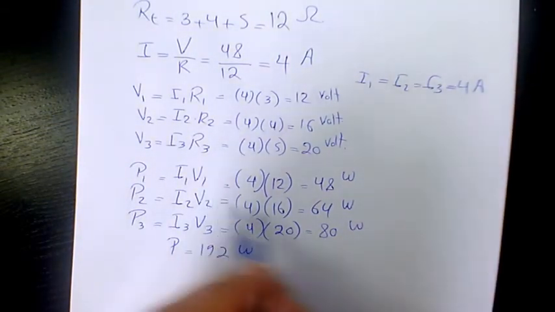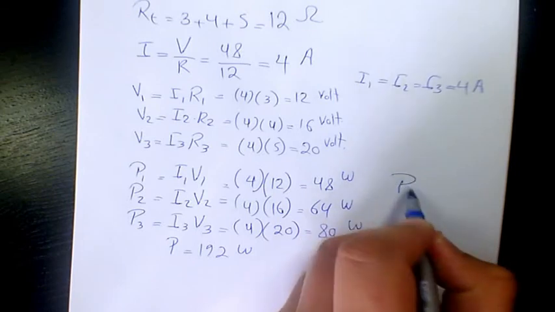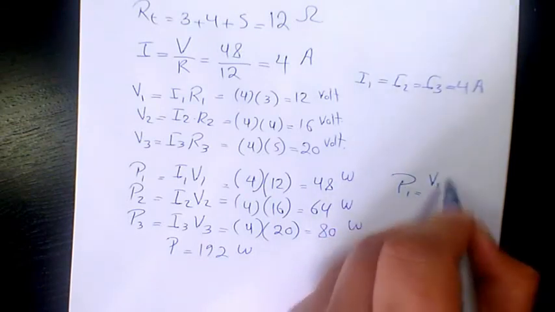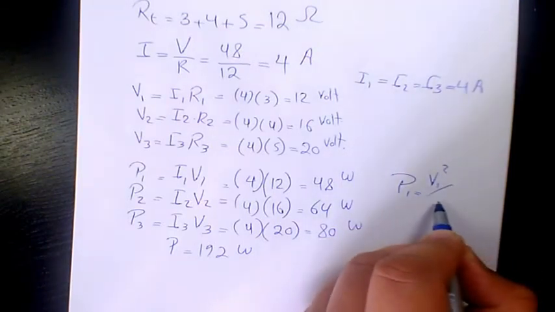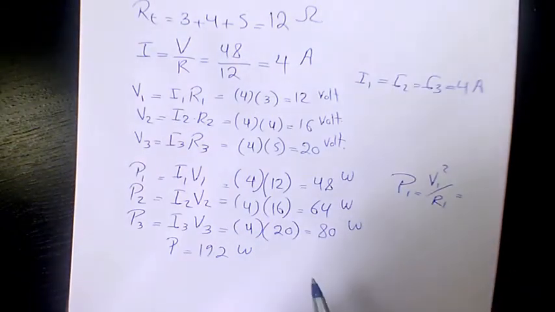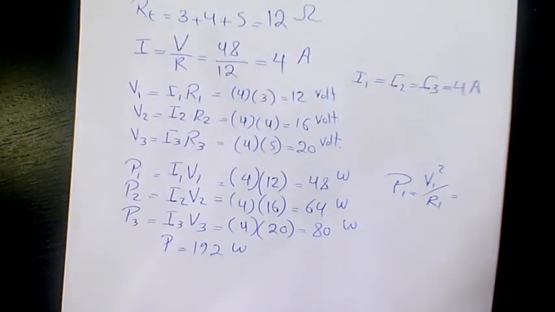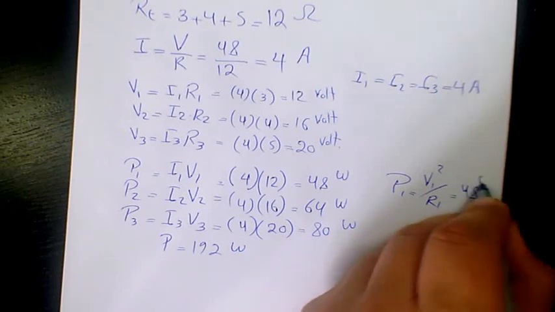You could also use the formula for P, for example, V1 squared divided by R1. If you use such a thing, it's going to be 12 to the power of 2 divided by R1, which is 3. That's going to give you exactly the same number.